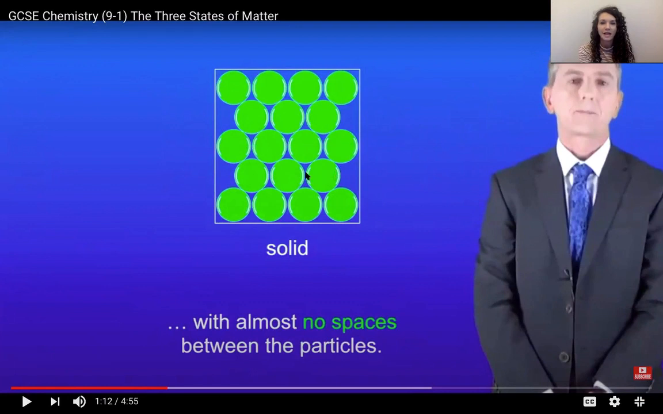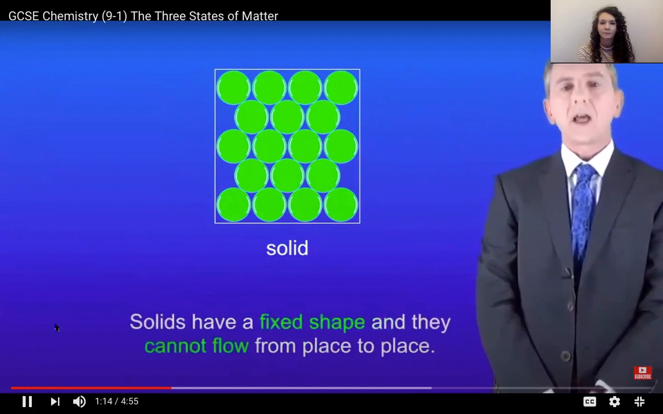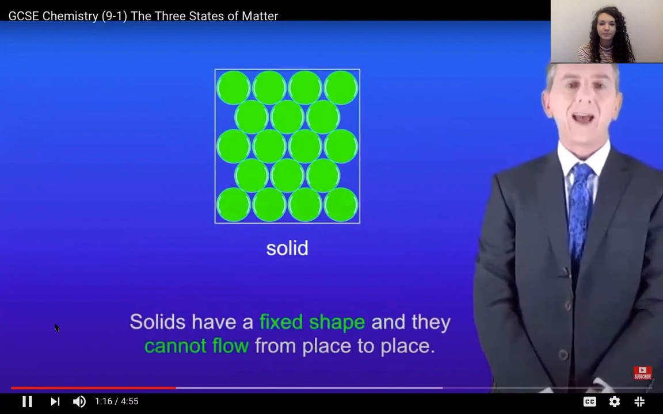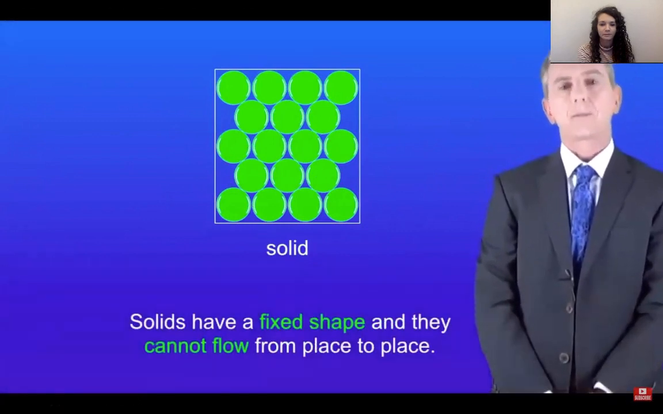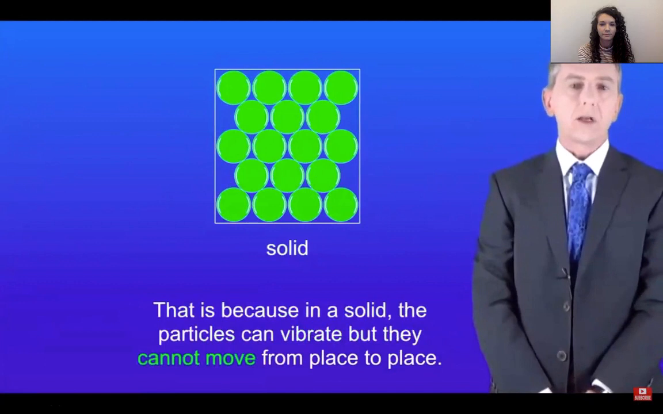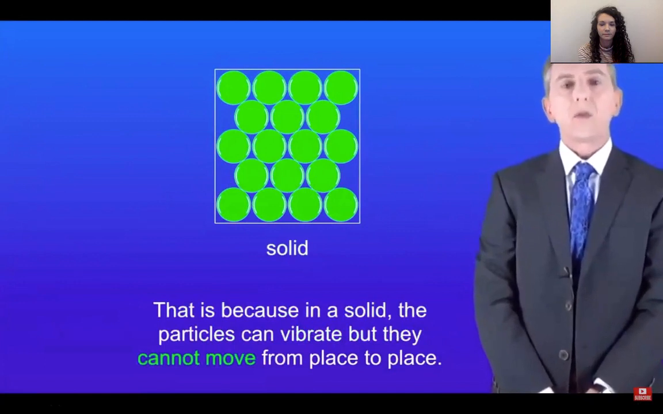So you can see here this regular structure where all the particles are touching and there's no space in between them. Secondly, solids have a fixed shape and they cannot flow from place to place. That's because in a solid, the particles can vibrate, but they cannot move from place to place.